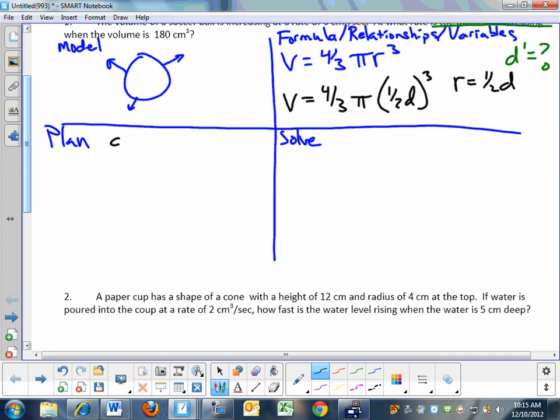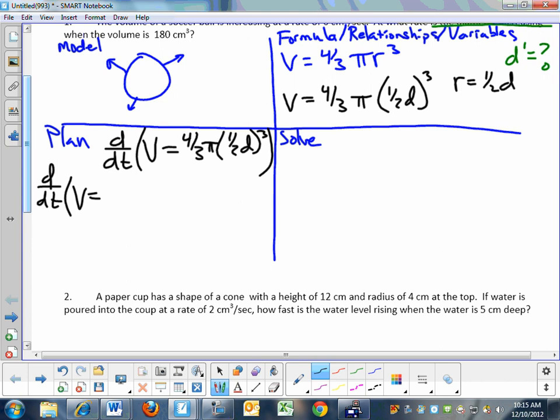Take the derivative with respect to T of V equals 4 over 3 pi times 1 over 2 D to the third power. You guys want to simplify that a little bit? What is 1 over 2 to the third power? 1 over 8. 1 over 8 times 4 over 3 would be 4 over 24, or 1 over 6. So it's pi over 6 times D to the third power.